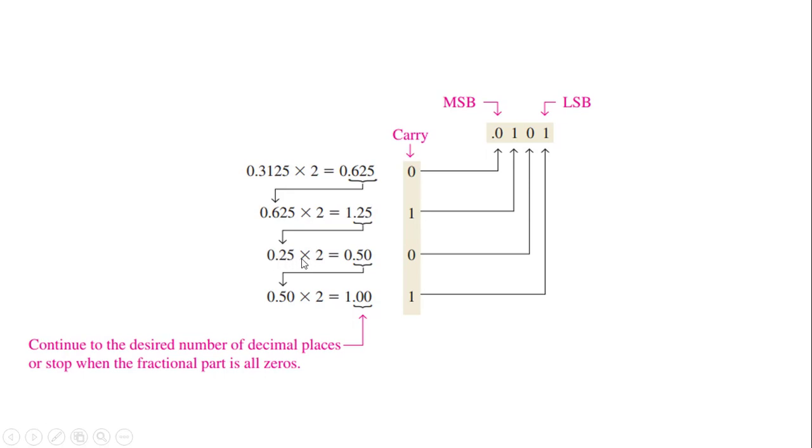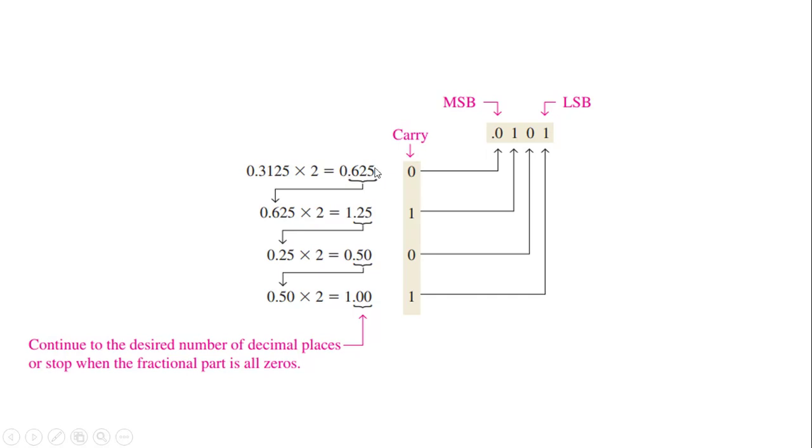0.25 multiplied by 2 gives 0.50. So 0.50 is the fraction part and this 0 is the whole part, the carry. Again the fraction part 0.50 is multiplied by 2, giving 1.00. So the fraction part here is 0. This is the stopping criterion: when the fraction part is 0, or when the desired number of decimal places is reached. So we have to stop here.